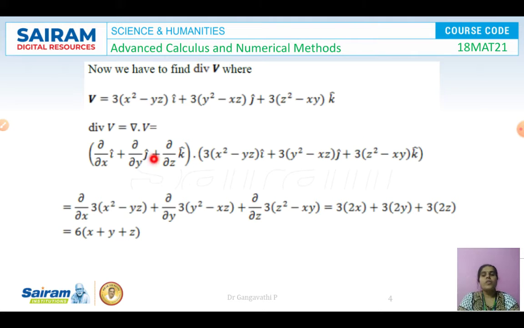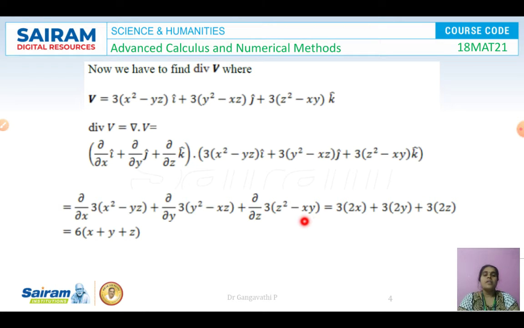So when we do the dot product of two vectors, it results in a scalar. So dou by dou x operating on this gives us i dot i is 1. So dou by dou x operating on 3x square minus yz. Similarly, dou by dou y j cap operating on this term gives us dou by dou y of 3y square minus xz, plus dou by dou z k cap operating on this gives us dou by dou z of 3z square minus xy.